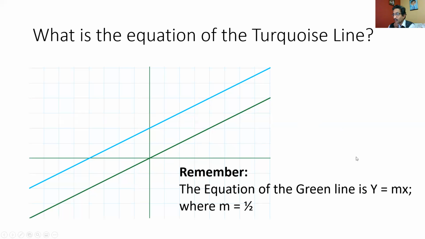But what about this turquoise line? The turquoise line and this green line are parallel. The only difference between these two lines is that the green line is going through the origin. So how do you connect this turquoise line and the green line? Let's say I give x is equal to 10. What is the value of the green line? y is equal to 5. What does that mean for the turquoise line, and what would that be then?